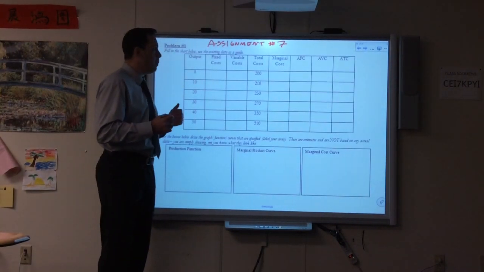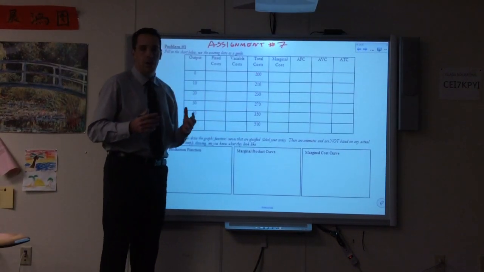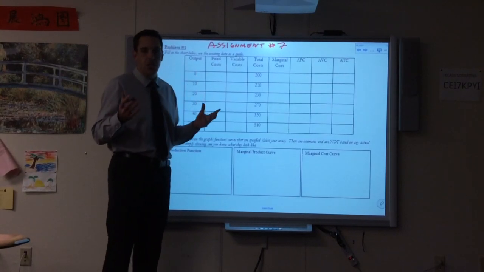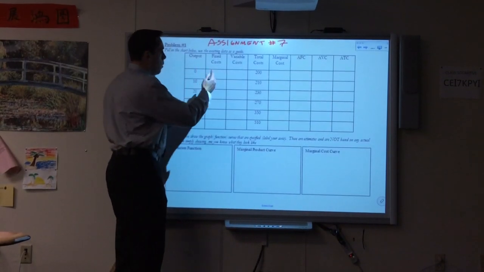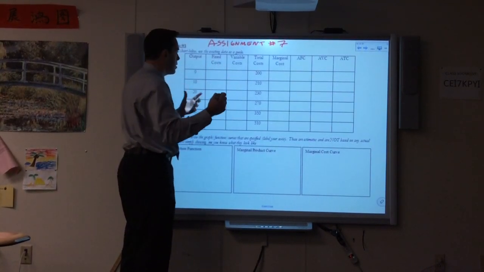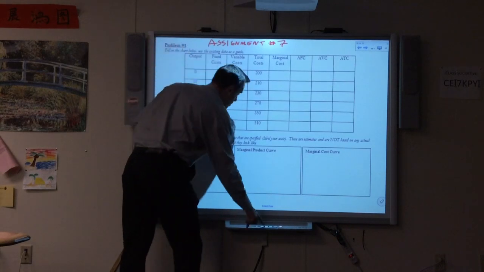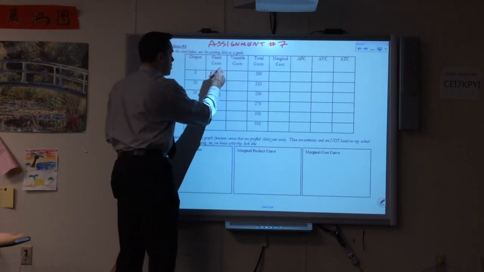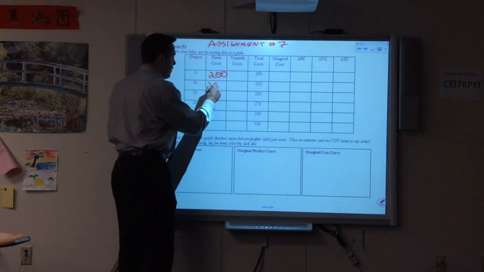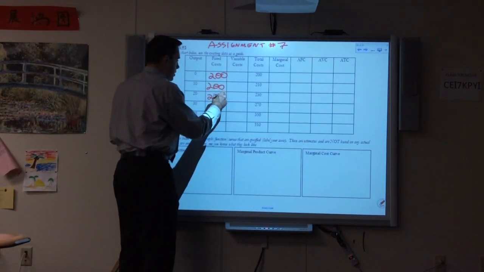So at a 0 output, my costs are 200. Well, this is before I produce anything. This is the definition of a fixed cost. So what I can do is I know that before production, my total cost is 200, which means my fixed cost is 200. Since fixed costs never change, they're fixed, I can fill out 200 for the rest.